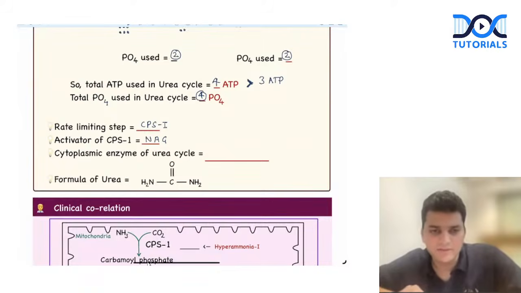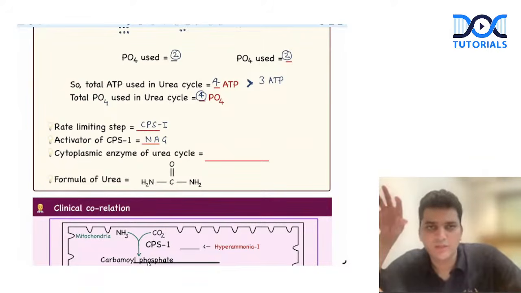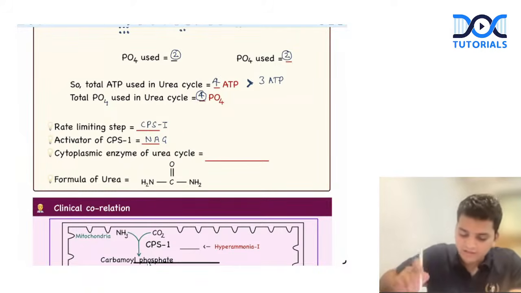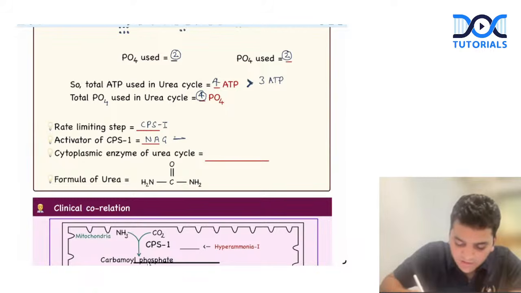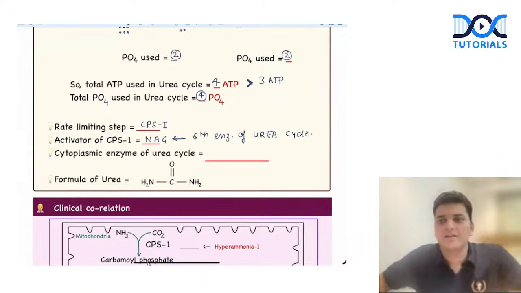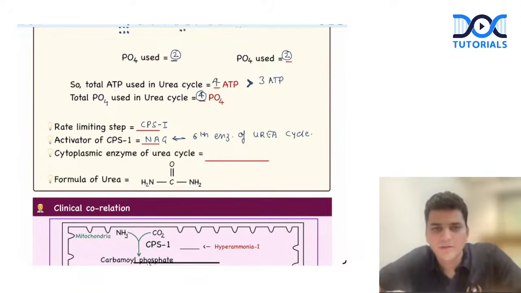Okay, now you tell me one answer. Total, how many reactions are there in the urea cycle? 5. Which means there are 5 enzymes. Sometimes they ask, what is the 6th enzyme of the urea cycle? This NAG is considered as the 6th enzyme of the urea cycle.